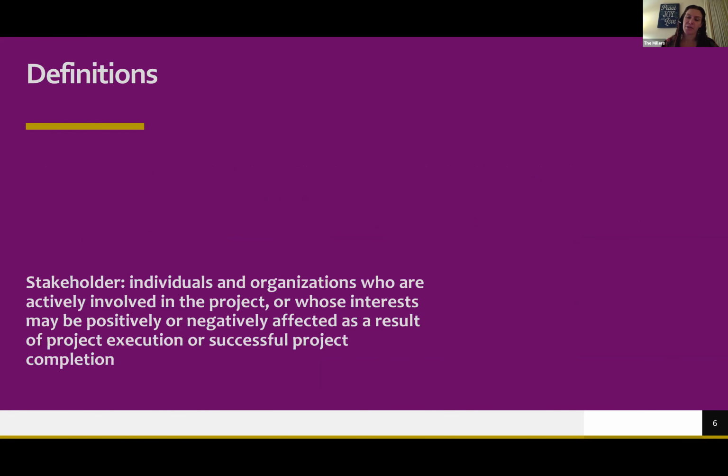So then the last definition that I'll share tonight is stakeholders. Stakeholders are individuals and organizations who are actively involved in the project or, very important, whose interests may be positively or negatively affected as a result of project execution or successful project completion. So in the fraternity, we typically think of our stakeholders as our chapter members. But while those are our internal stakeholders to a collegiate chapter or an alumni chapter, the reality is we have a lot of external stakeholders that we also need to take into consideration.